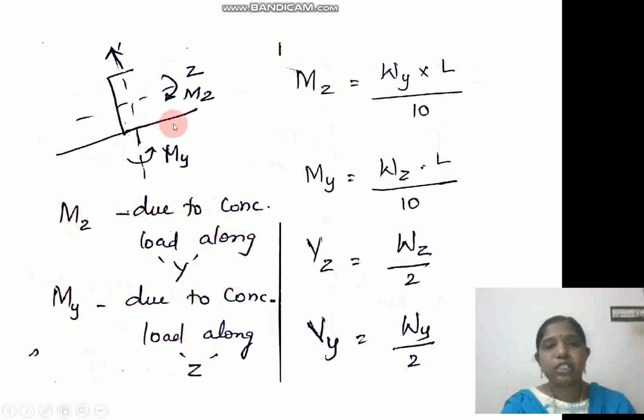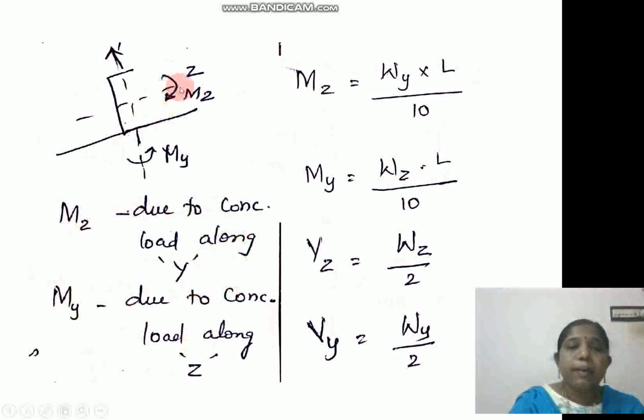Here if you see, you have to see it clearly. This WZ is acting in the horizontal direction. So WZ will create a bending in Y axis. So your My will be equal to WL by 10. Therefore, Wz into L by 10, because Wz is a horizontal force which is going to create a minor axis moment. Similarly, the vertical force is Wy. So Wy will create a major axis moment Mz. Therefore, Wy into L by 10 is equal to Mz.